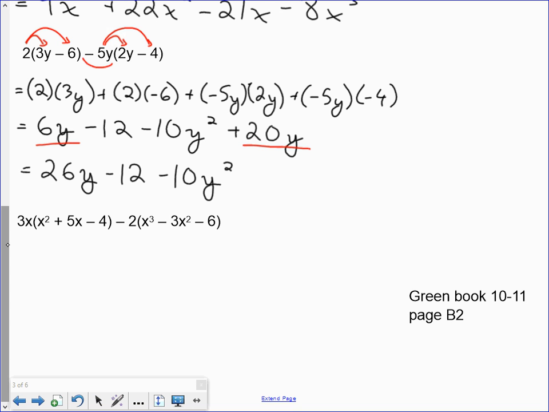So 3x times x squared plus 5x minus 4. All right. Remember, we're going to expand each one of these things like this. So we're going to have 3x times x squared plus 3x times 5x plus 3x times negative 4.